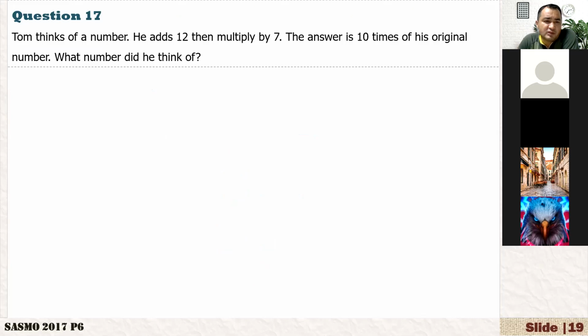It's a very easy question. I will ask you to do this. Fikriye, first read it. After that, I will give you 1 minute and 30 seconds. Okay. Tom thinks of a number. He adds 12, then multiplies by 7. The answer is 10 times his original number. What number did he think of? Very easy question, guys. We have 1 minute and 30 seconds. Time starts now.